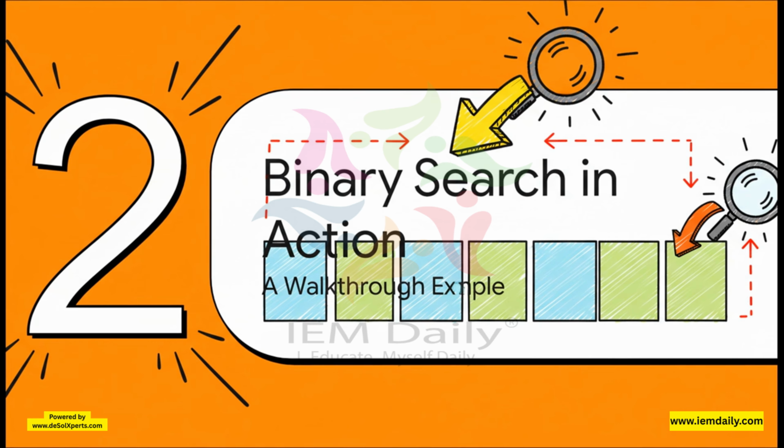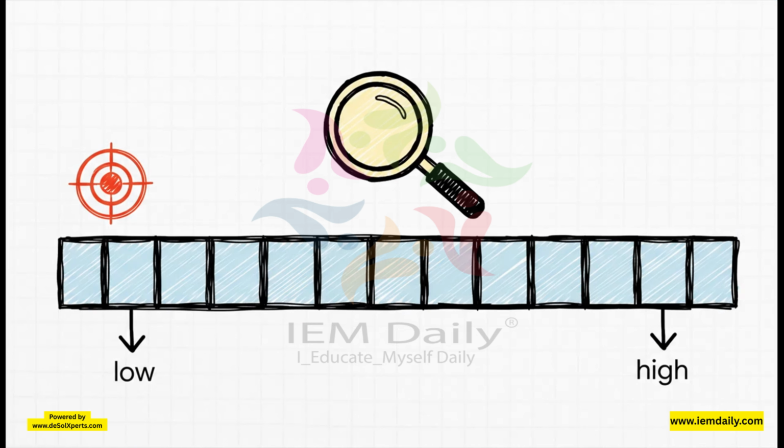All right, enough talk. Theory's one thing, but seeing this in action is where it really clicks. Let's walk through an example. Okay, check this out. We've got our sorted list of numbers, and our mission is to find the number 42. So, to keep track of where we're looking, we'll use two little pointers. We'll put one, let's call it low, at the very start of the list, and another one, high, at the very end. Everything in between is our search zone.